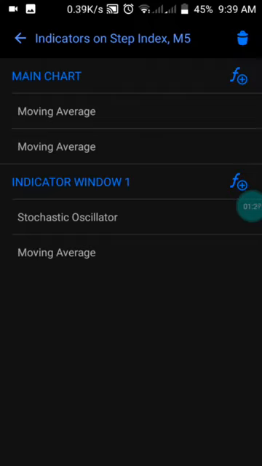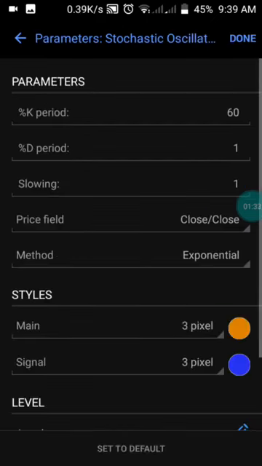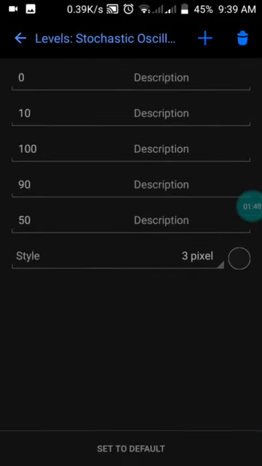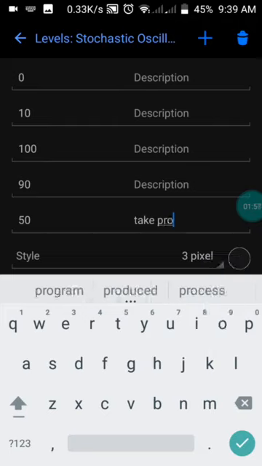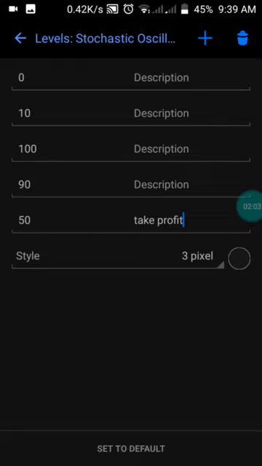Now let's move to indicator window 1, where we have the stochastic oscillator. In our oscillator we have the K period of 60, the D period of 1, the slowing of 1, and the price field is close and close. The method is exponential, and we have our style in these two colors. You can set up your levels accordingly, whereby our 50 is going to be our take profit. So you will always take your profit on that 50 level. We have the levels 0, 10, 100, 90 and 50.